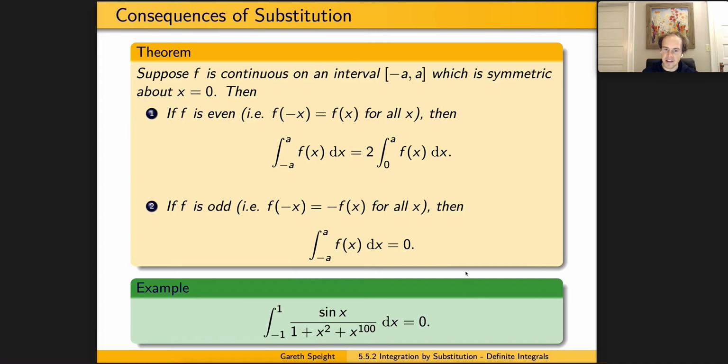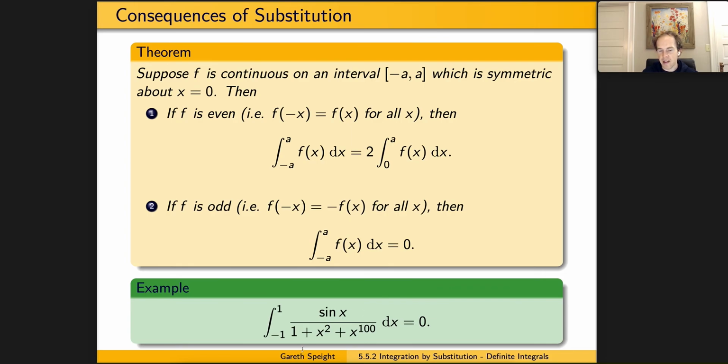Anyway, here's an example of an application of the second one. So we have this horrifically complicated integral, the integral from minus 1 to 1 of sine x over 1 plus x squared plus x to the 100 dx. It will be very, very hard to do this explicitly, probably impossible to do it with FTC2, right? There's just no nice antiderivative. But if we look at our function, we see that it's an odd function, right? If we replace x by minus x, on the top we get sine of minus x, and sine is an odd function, so that's minus sine x. So on the top, we keep the same thing, but we pick up a minus sign.